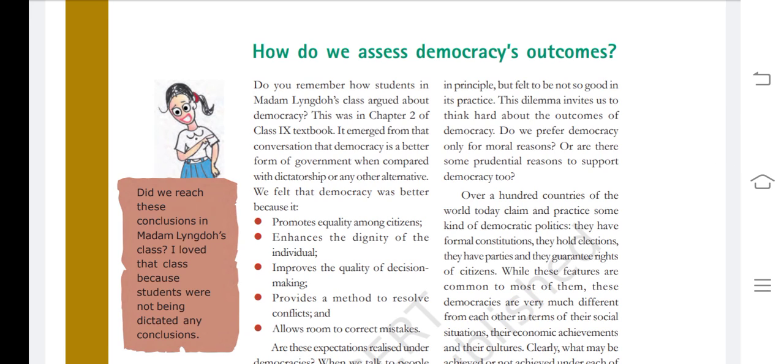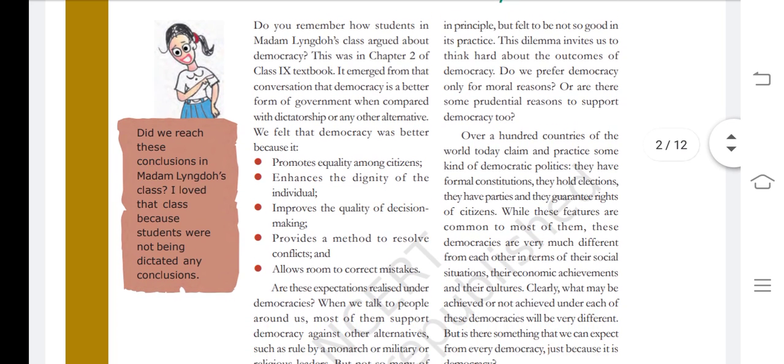In this we can say that democracy is better than any other form of government. What is the reason behind it? First of all, democracy is better because it promotes equality among citizens. It has made laws under which every citizen is equal. No citizen is high or low. All are equal before law. Second, it enhances the dignity of the individual.